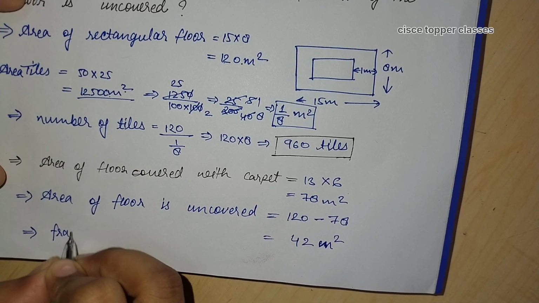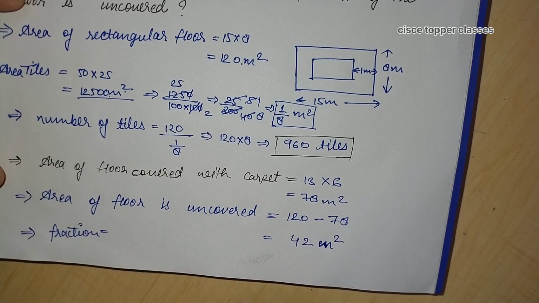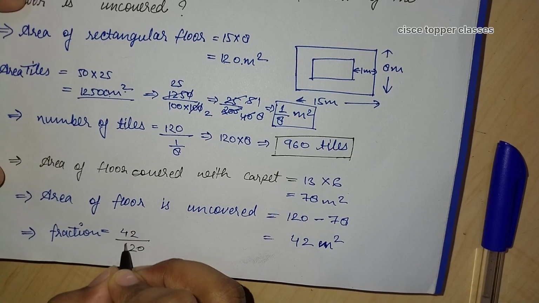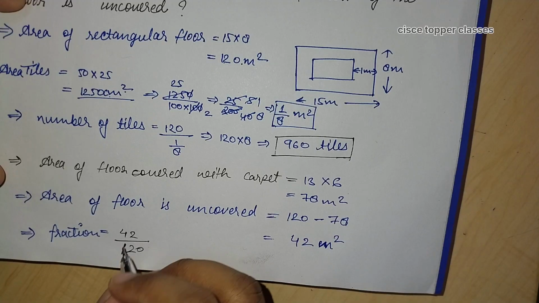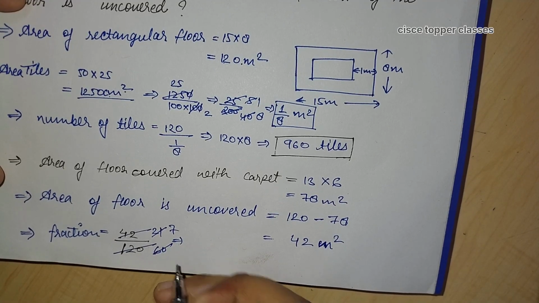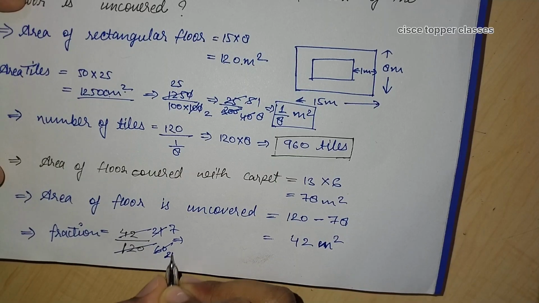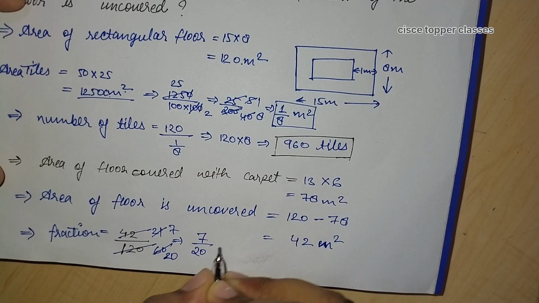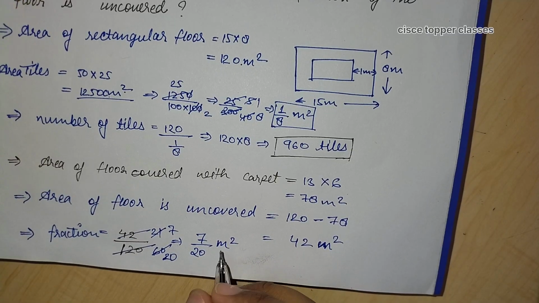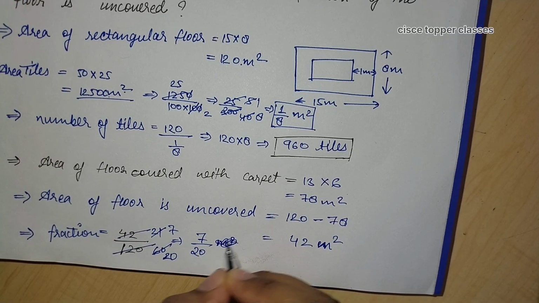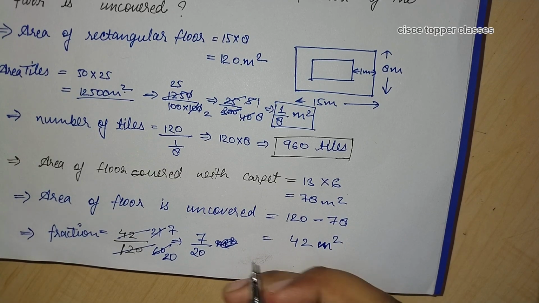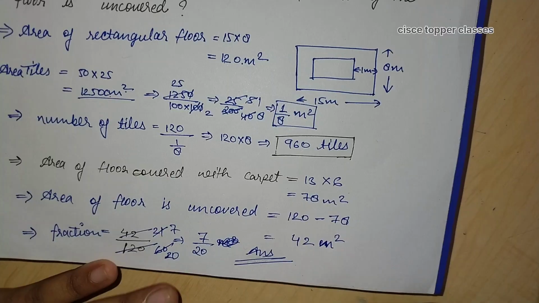Now we have to find the fraction here. So this will be equal to 42 divided by 120, the whole area. So we will divide this, and we get 7 by 20. So sorry, 7 by 20 is the fraction of the floor which is uncovered. So this is the final answer in this question.